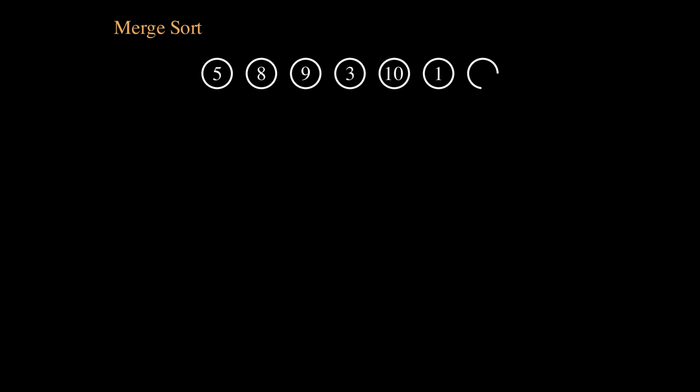Merge sort is a highly efficient sorting algorithm known for its divide and conquer approach. In this video, we'll break down the merge sort algorithm step by step, making it easy for beginners to understand. Assume we have an unsorted data like this.